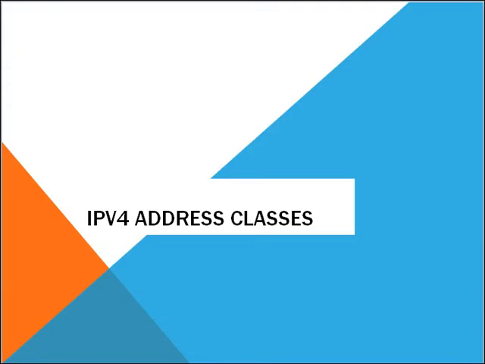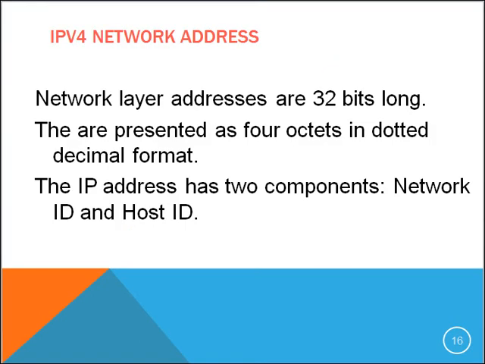Now let's take a look at the different IPv4 address classes. Network layer addresses are 32 bits long, and they are separated into four octets in what we call the dotted decimal format. Each IPv4 address consists of two parts, the network portion and the host portion.